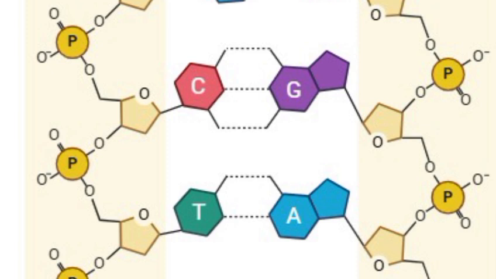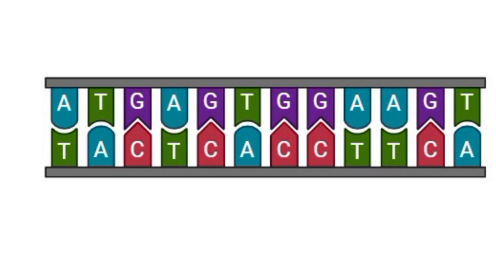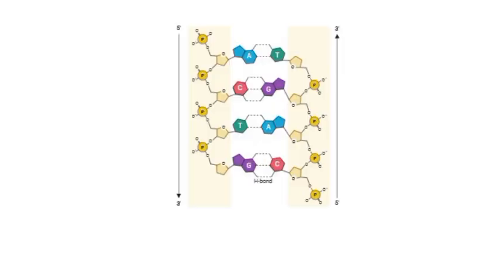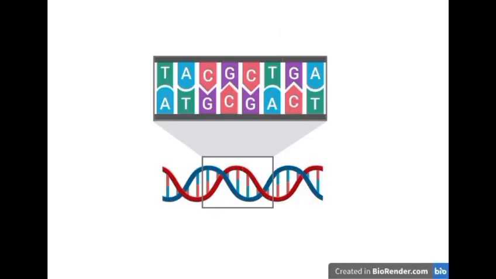The bases do not pair randomly. It is very specific and always happens in this way: adenine with thymine, cytosine with guanine. This is called complementary base pairing, and together these two complementary strands twist around each other to form a double helix structure.